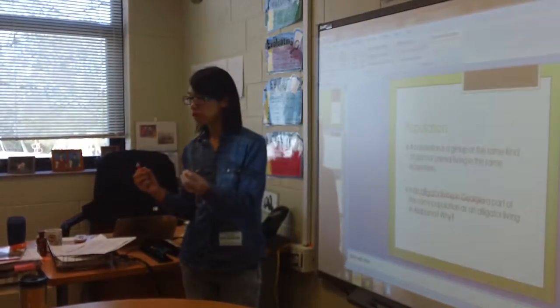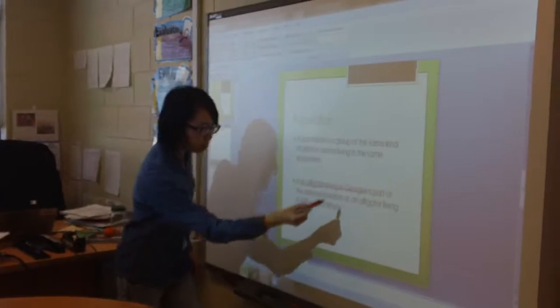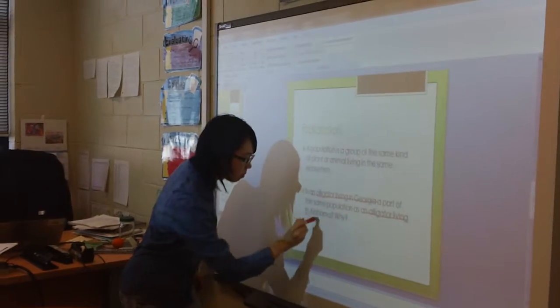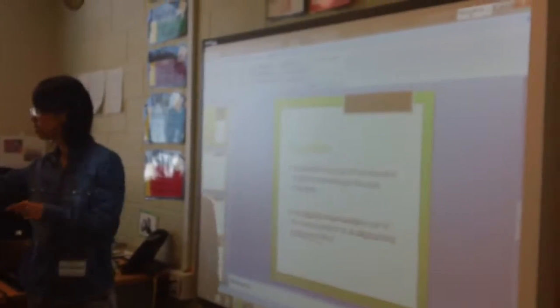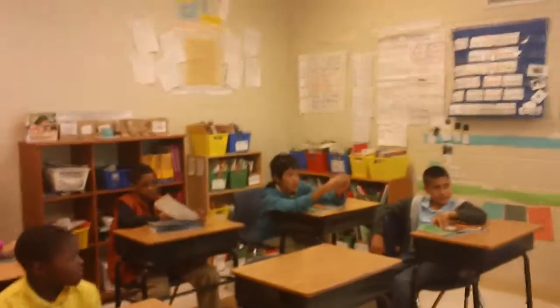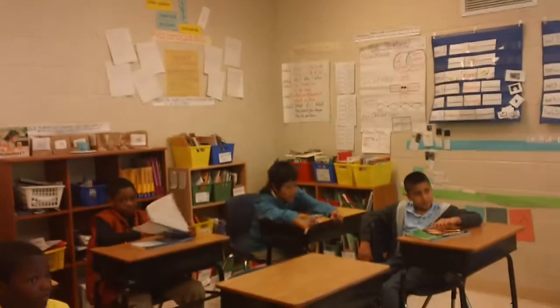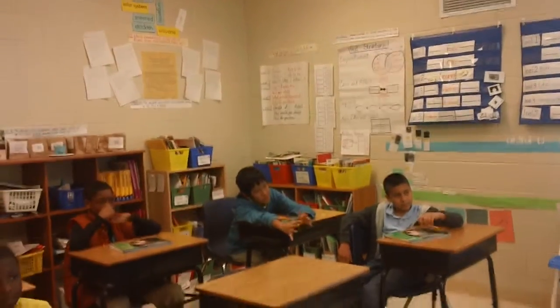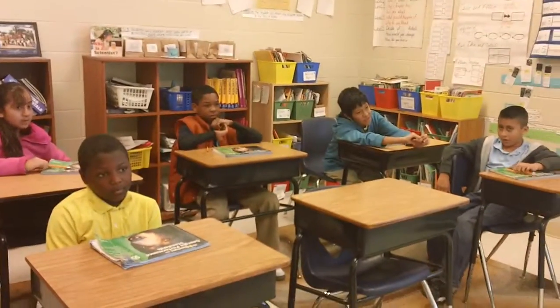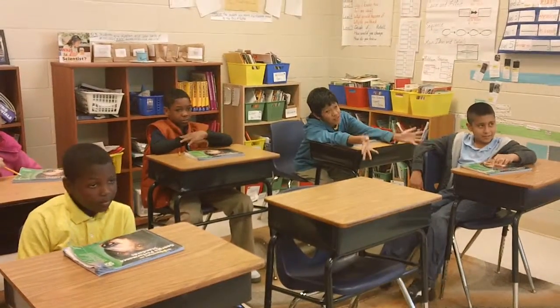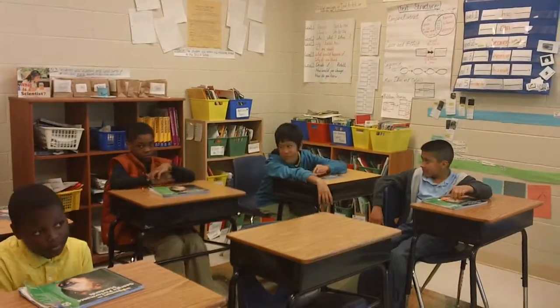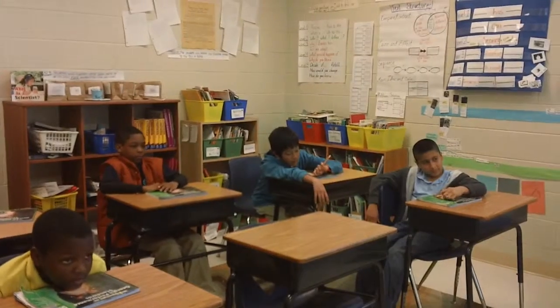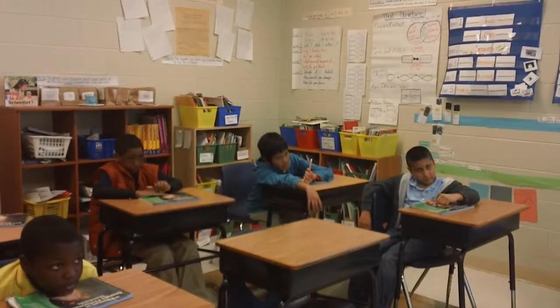It's a population, right? So what about this one? An alligator living in Alabama. What's the population for this one? A group. Brandon? Yeah. Can you say it in a whole sentence? Population in Alabama is a group of alligators. Yes, so a group of alligators living in Alabama is a population, right?